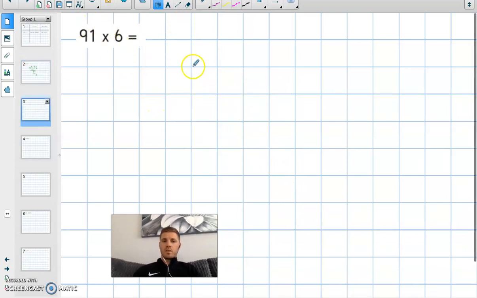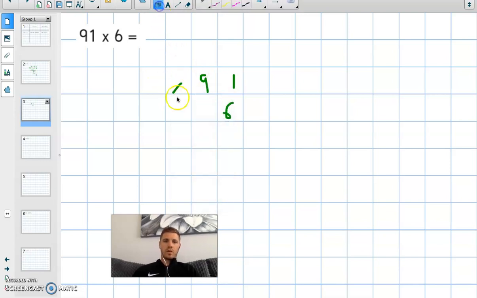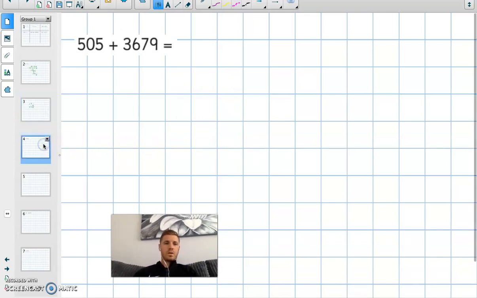So my next question is 91 multiplied by 6. I need to put this into a formal method. And I will need to start multiplying from the smallest digits. So 1 times 6 is 6, and 6 times 9 is 54. So your answer is 546.